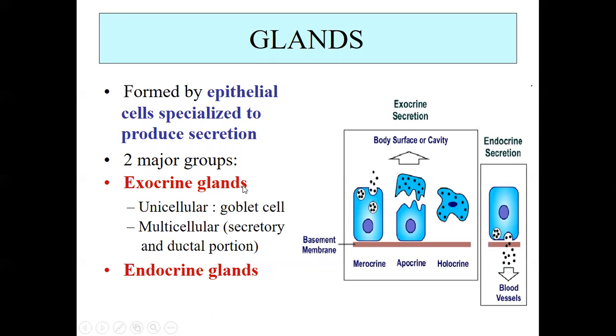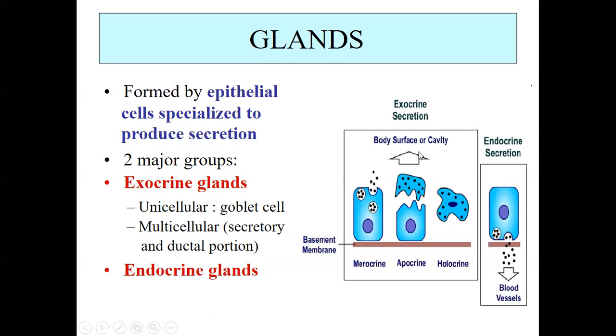The exocrine gland is further divided into two types, whether it is unicellular, having only one cell, or multicellular, meaning more than one cell. An example of a unicellular gland is the goblet cell. The multicellular gland has two components, the secretory and the ductal portion.